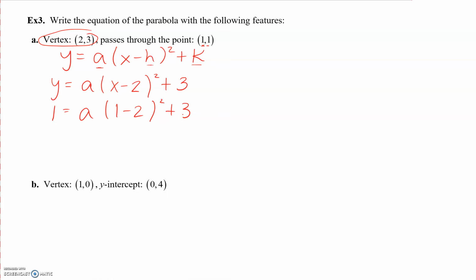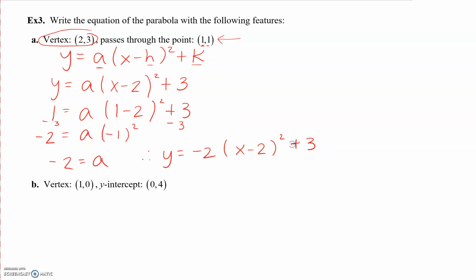If you're ever in a situation where you're given the vertex and you're asked to come up with the equation, you have to be given some other coordinate point that you can plug in and find a. So now we just get to simplify. Let's see, 1 minus 2 is -1. If I subtract 3 from both sides, I get -2. I know that -1 squared is just 1, so it looks like a was -2. Now once you've found a, you should go ahead and write your final equation. -2 times, we already knew where the vertex was, so now we're just filling that part in.